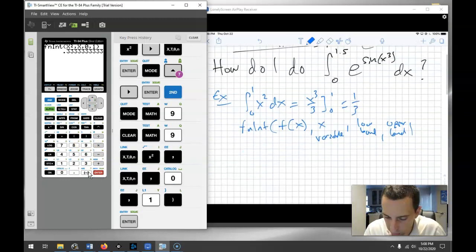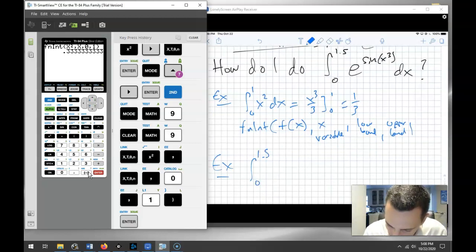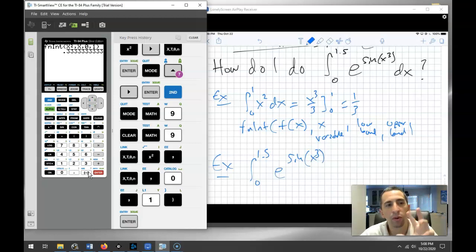Let's go ahead and do this next one. We're going to do the example I led with, so 0 to 1.5 of e to the sine of x cubed. I'm going to give you a minute. Go ahead and pause this right now. Try it on your own using the skills we just learned, and then see if you can get the right answer. Okay, so hopefully you tried this on your own.